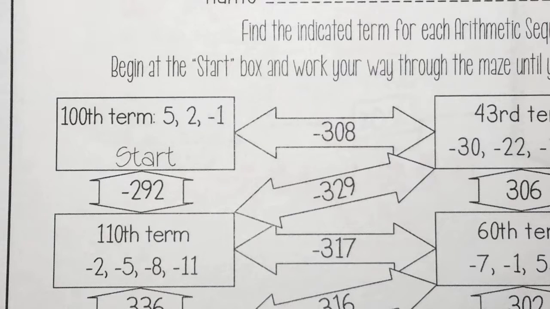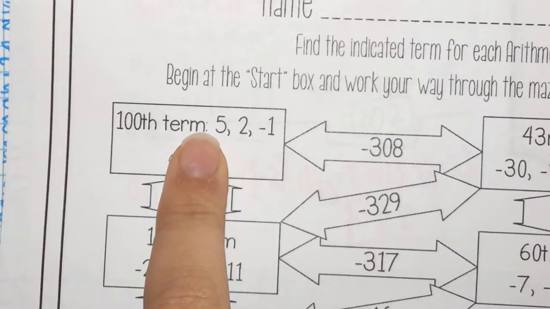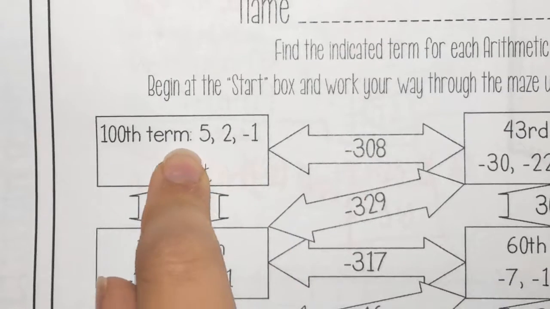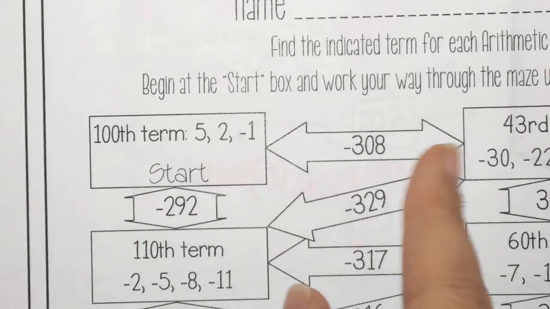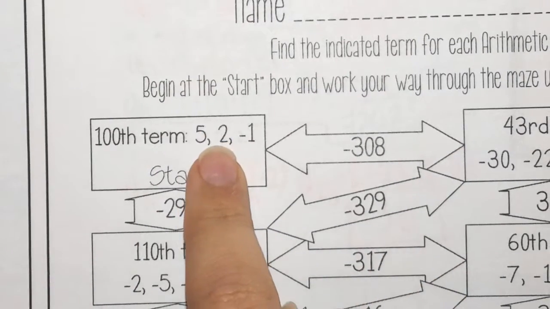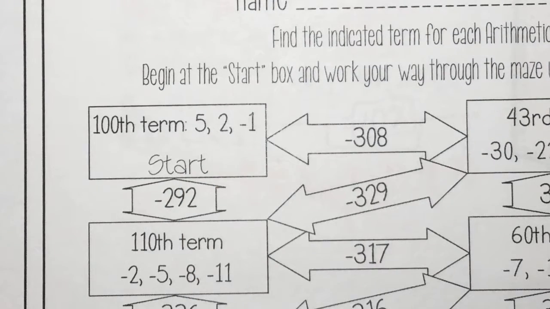Now, let's start at the beginning. Start. Write all of this down on your separate sheet of paper and work it out. Then it'll tell you which way to go. So if you got negative 308, which way would you go? That way. To the right. That's called the right. And if you got negative 292, which way would you go? Down. Fantastic. Start working it out.